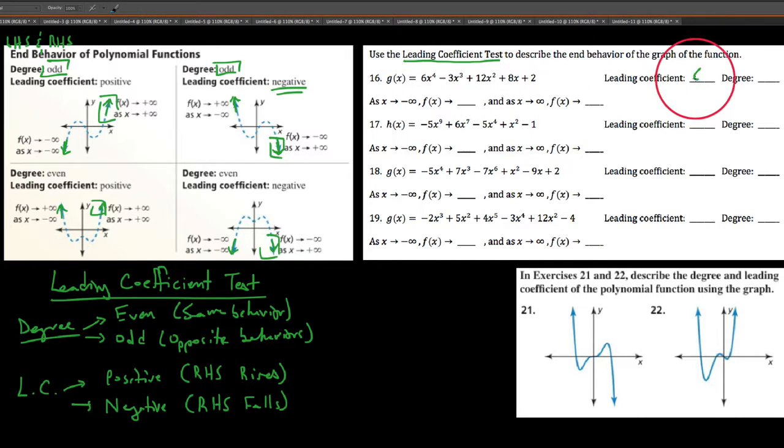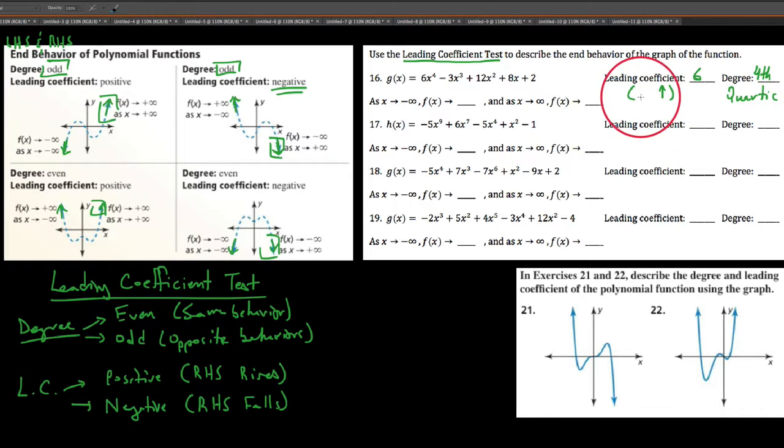So our leading coefficient is definitely a 6. And our degree here looks like we have a fourth degree thing. We would call this a quartic polynomial. Well, the fact here is this. Because our leading coefficient is positive, we know that which side always follows the leading coefficient? It's right, the right-hand side. So we would say that because our leading coefficient is positive, right-hand side rises.